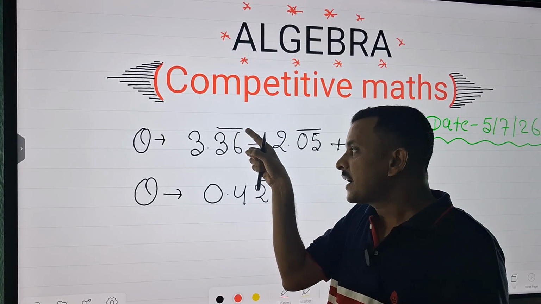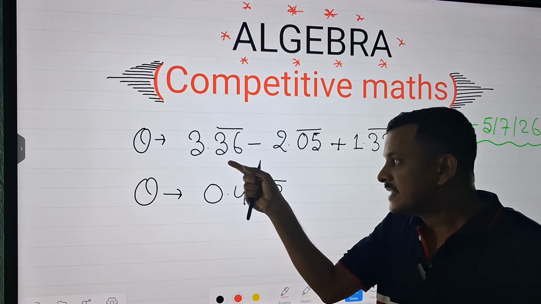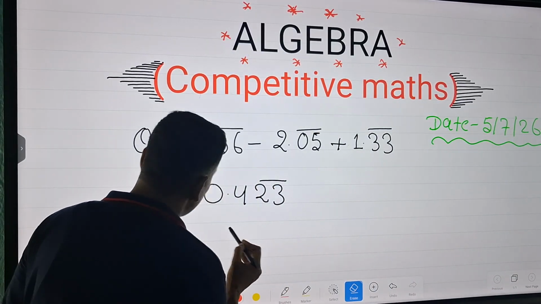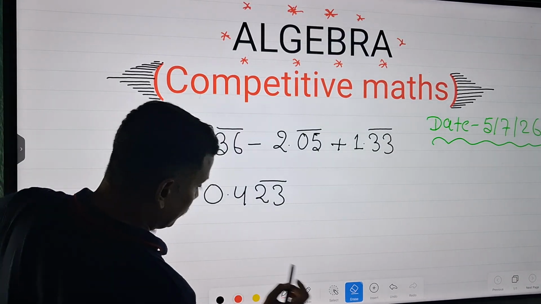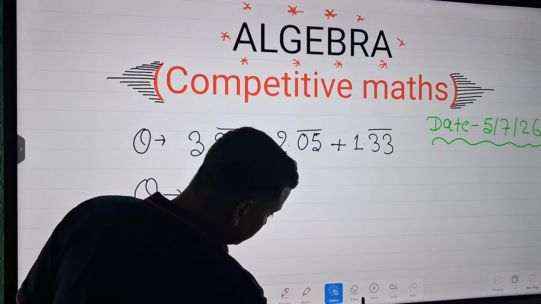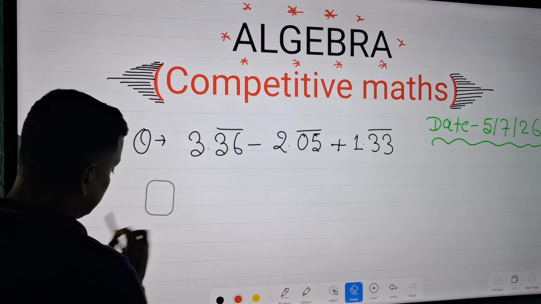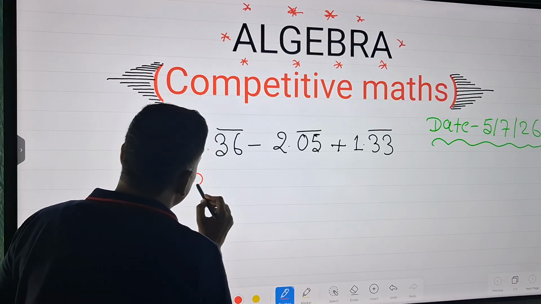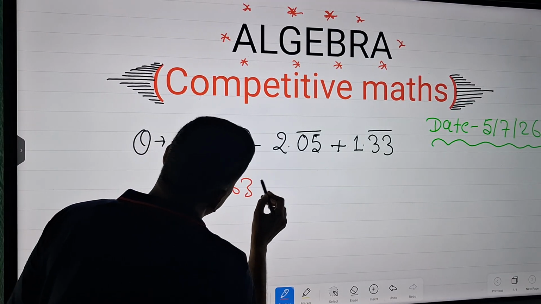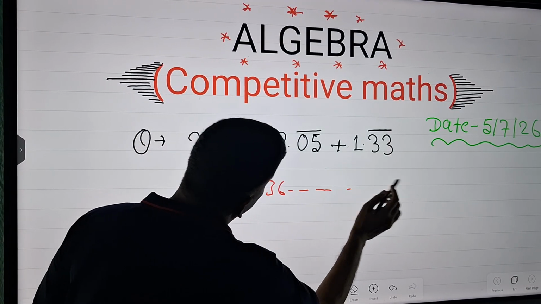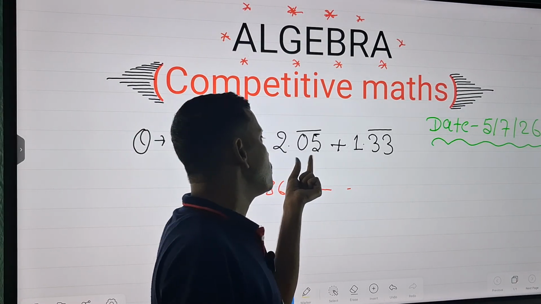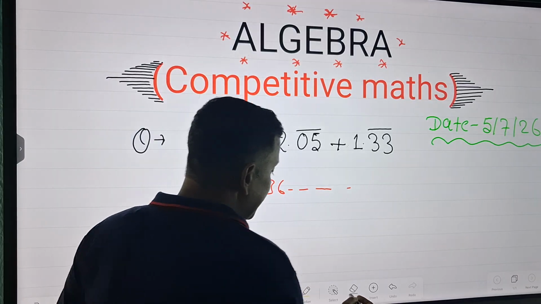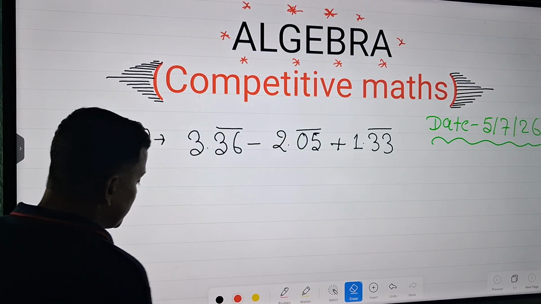What is the meaning of recurring? It means this is repeating again and again. How will you solve this question? It means 3.363636 repeating again and again, and 2.050505 repeating again and again. So how will you solve this question?